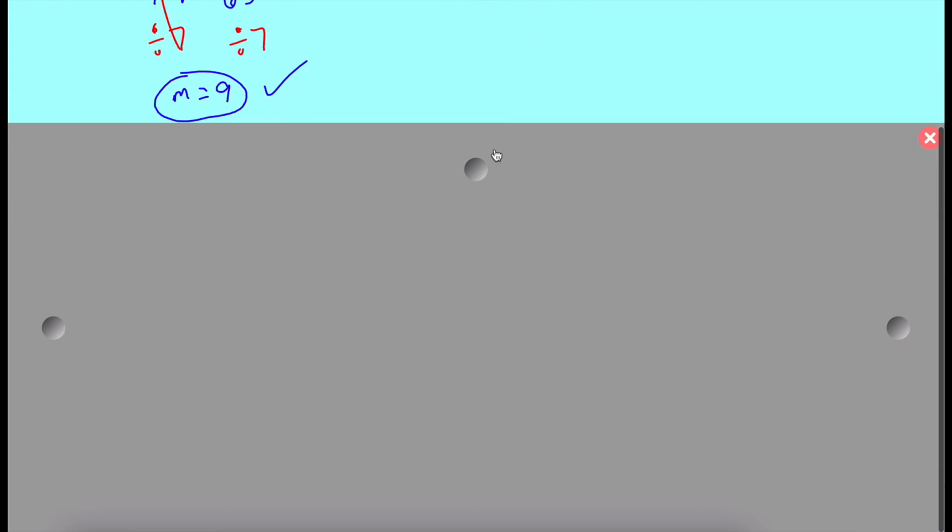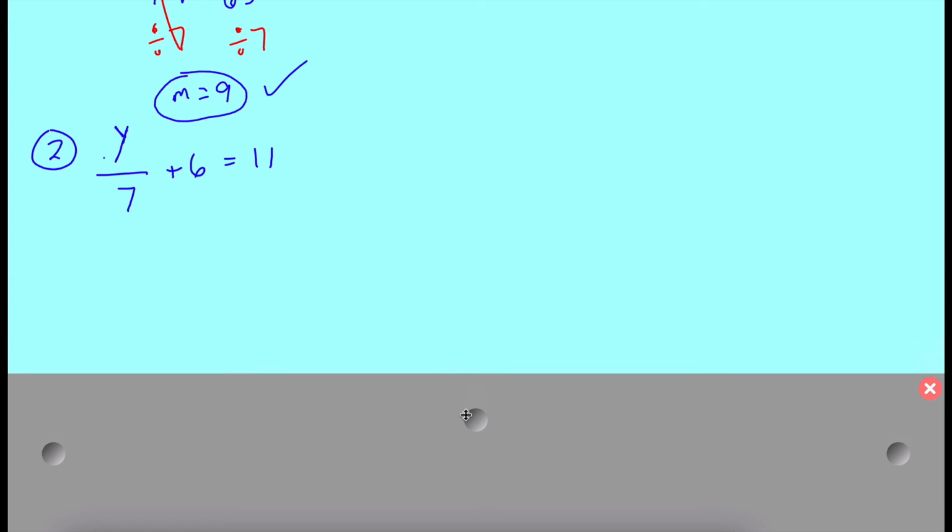All right, let's look at another problem. y divided by 7 plus 6 equals 11. Well, I've got two operations here. I've got both division and addition. So to know which one to reverse out, to inverse out first, I'm going to go backwards through order of operations, look for addition or subtraction first, which clearly there is some. So I'm going to subtract 6 as my first step. Whatever you do to one side of the equation, you do to the other side.